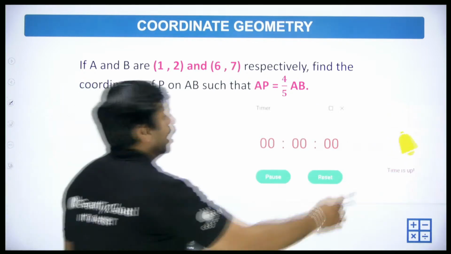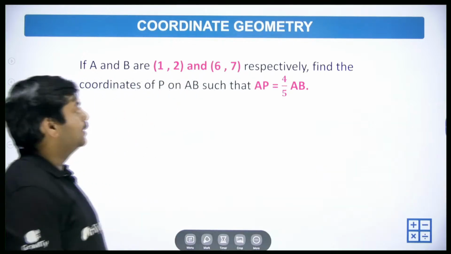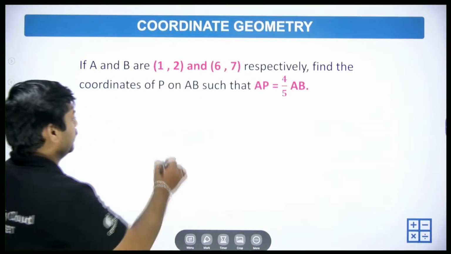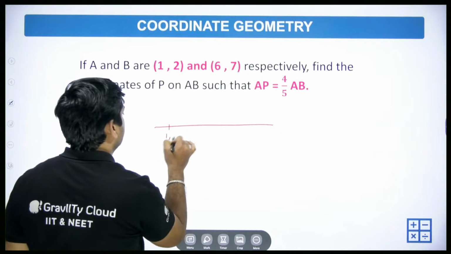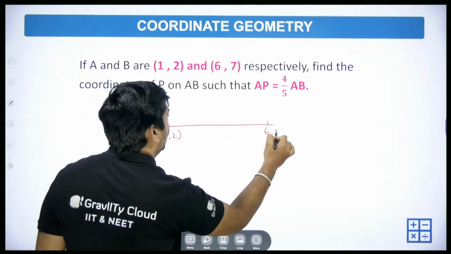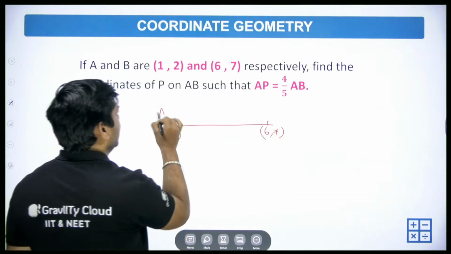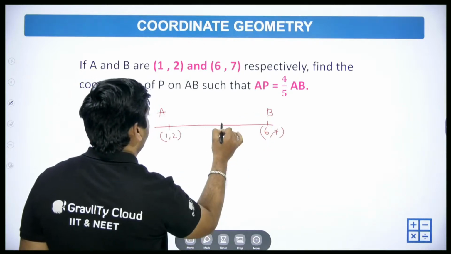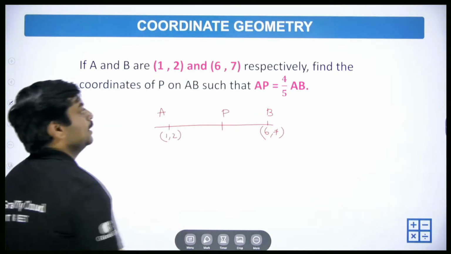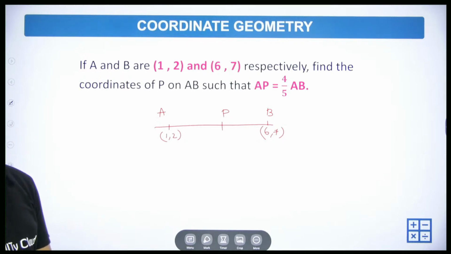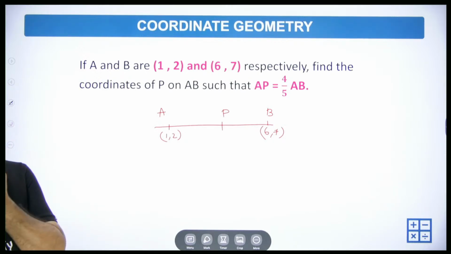So let's try to see that. How to get this? 1, 2 and 6, 7 are there. So now what is the relation given? This is A, this is B. Now we need to find a point P such that AP is equal to 4 by 5 times of AB.